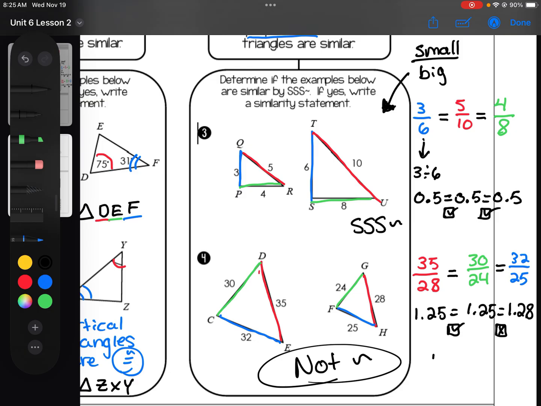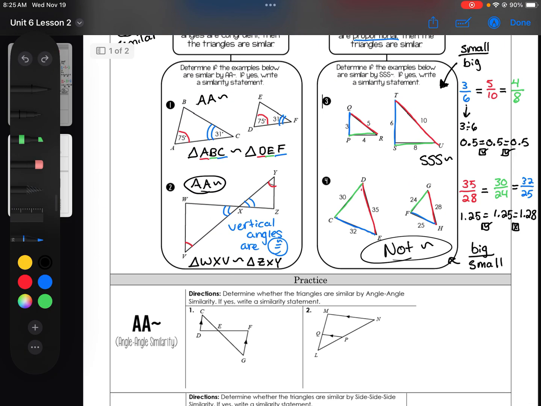And for number 4, you can notice here I took all the values of the big triangle in the numerator of the fractions over all the values of the small triangle. So this one I did big over small. It does not matter what you do, just make sure each fraction that you set up is consistent to your rule, whichever you decide, okay?